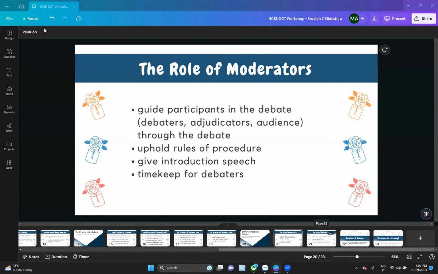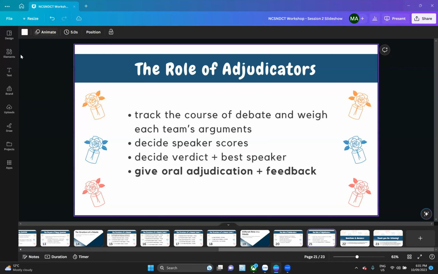Okay. Finally, we move on to the role of adjudicators. The adjudicator's job is to track the course of the debate and weigh each team's arguments. During a debate, we might have mentioned that each speaker has a different job to perform for their team. So the judges keep track of the debate, so they're able to tell if the speakers are fulfilling their team role, essentially.